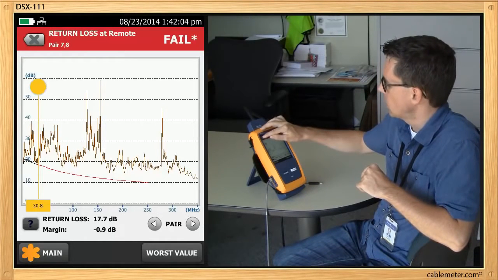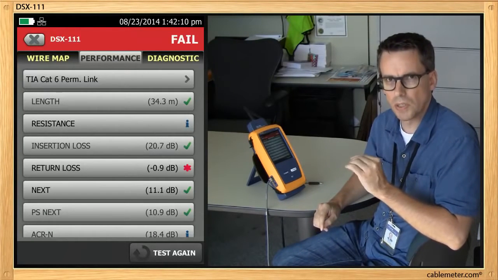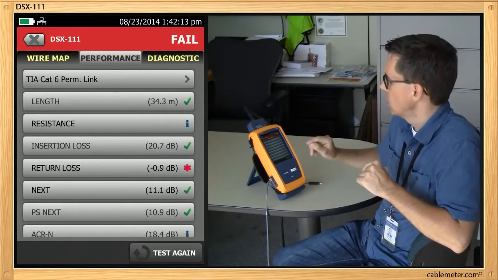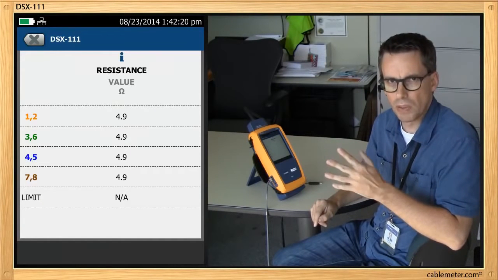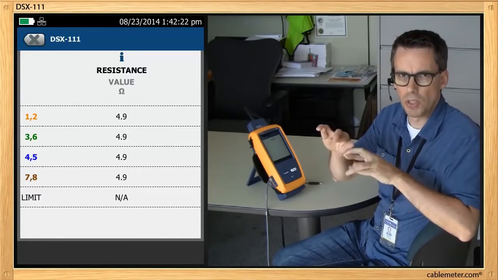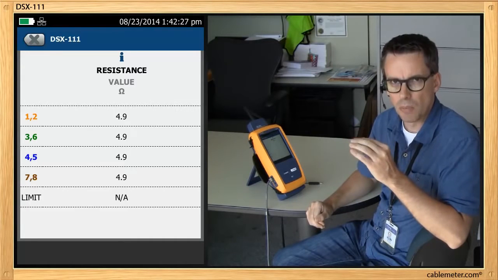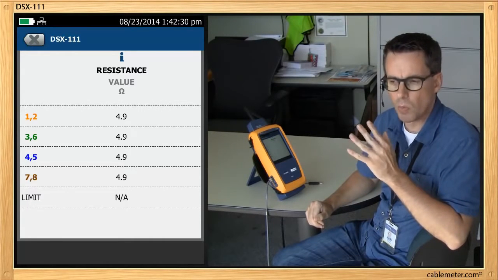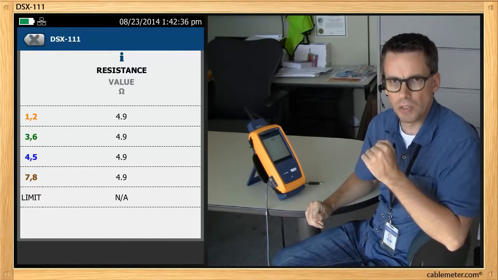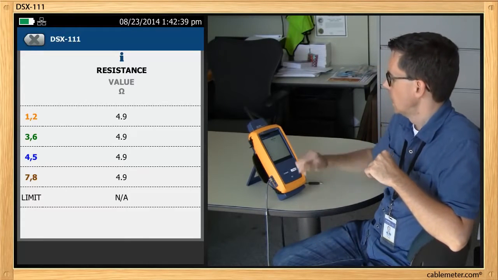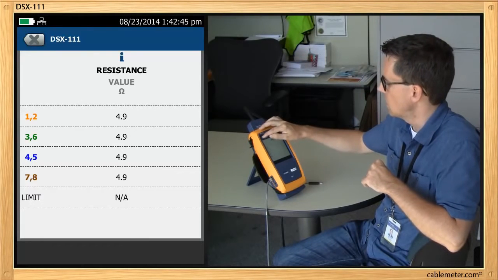So we're going to go back to the home screen. Now, because it failed at the lower frequencies, there's always a possibility it's a DC contact resistance issue. So we're going to tap resistance and make sure that all of these four pairs are roughly the same. Of course, they're not exactly the same because you've got the different twist rates in the pairs. On a longer link, you'll see more separation between the pairs. So as long as they're not more than about 1.5 ohms or 2 ohms difference between the pairs, then you know you don't have a DC contact resistance issue. So everything is pretty much the same here, so we don't have a DC contact resistance issue.